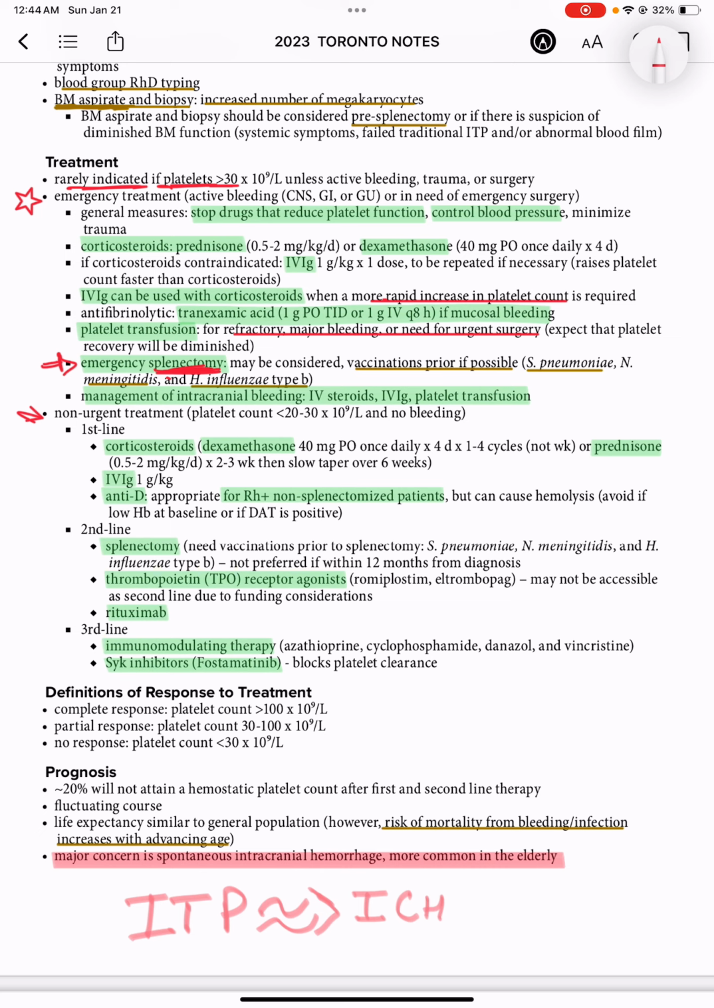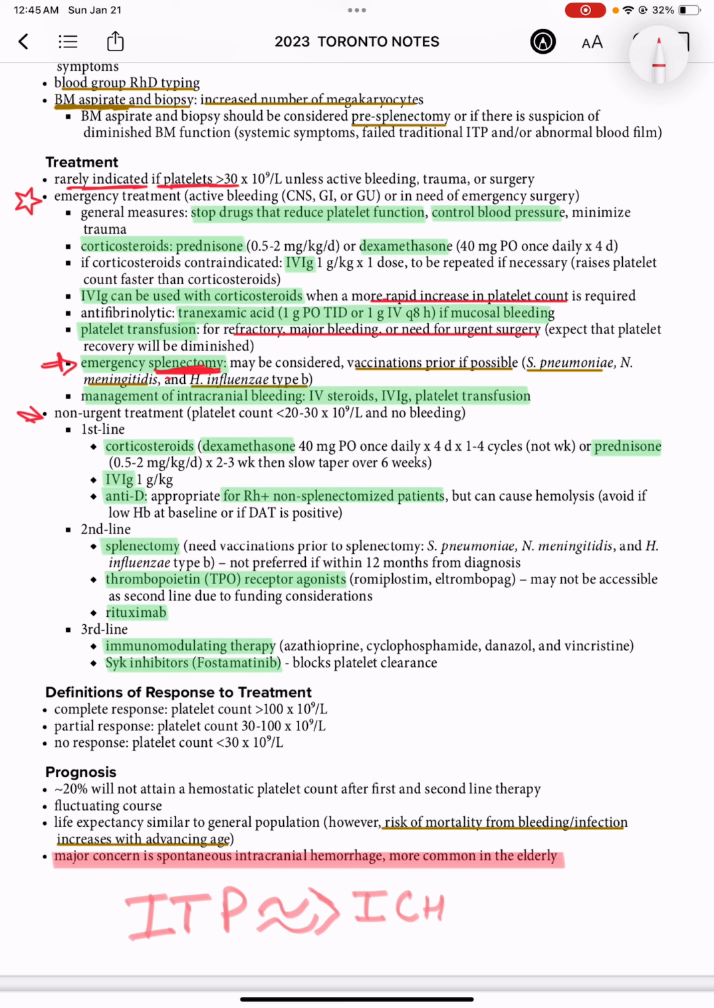We go for corticosteroids, IV immunoglobulin, and platelet transfusion. We can also think about emergency splenectomy. And in non-urgent treatment, the platelets are less than 20 to 30,000, but there's no bleeding, because usually the bleeding occurs when the platelets are less than 10,000, then the patient starts to bleed. But if it's between 20 to 30,000 and there's no bleeding, then that's non-urgent. We can give first line, we can go with dexamethasone, like corticosteroids, or prednisone.